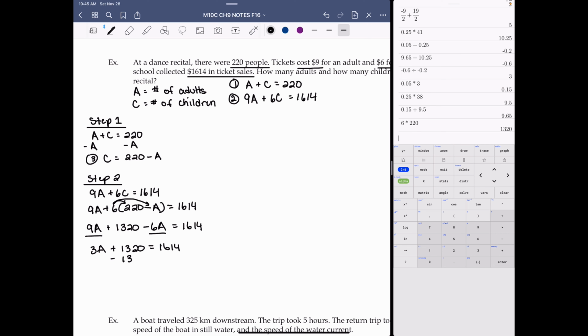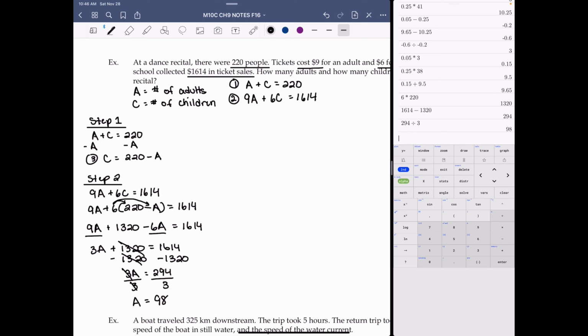And then isolate A. Subtract 1320 from both sides. Those add to 0, we get 3A equals 1614 minus 1320, which is 294. Divide both sides by 3. 3 divided by 3 is 1, so we're left with A equals 294 divided by 3, which is 98. So A equals 98 means there's 98 adults.